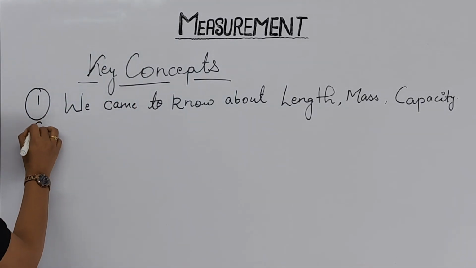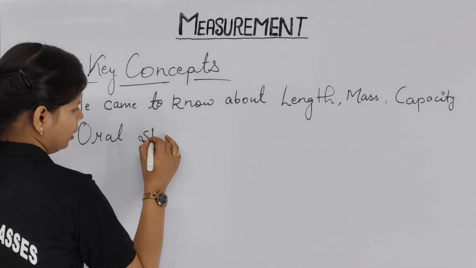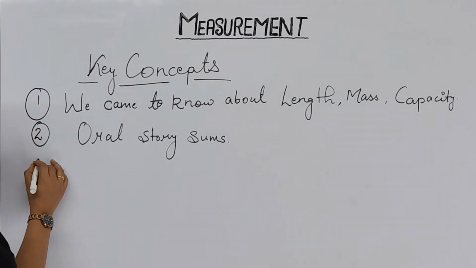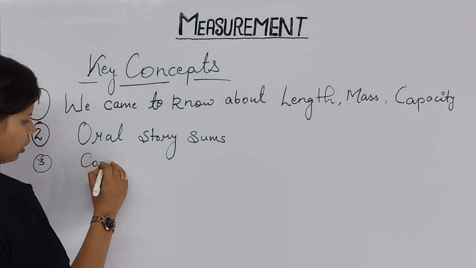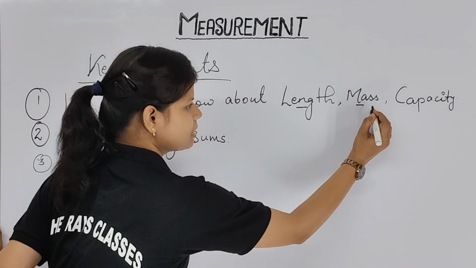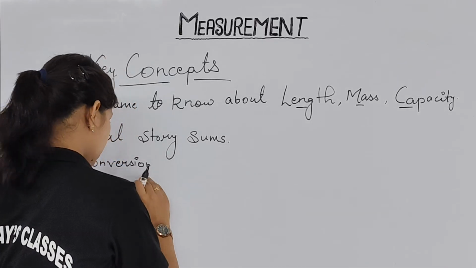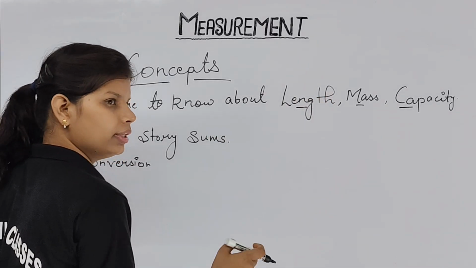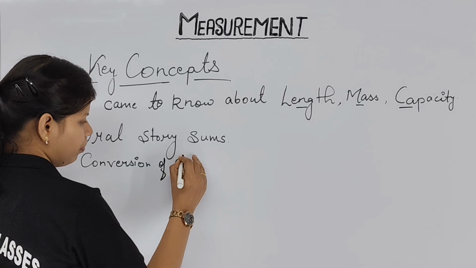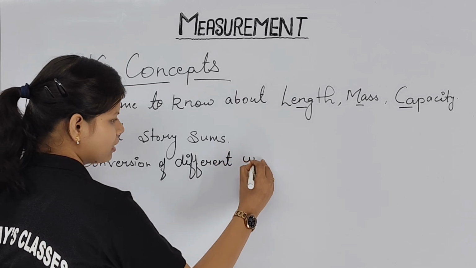The second thing that you are going to learn will be oral story sums. Next will be conversion of units. Length, mass as well as capacity all have different units. So if they all have different units, then we have to learn conversion also. So what we are going to write is, we will learn about conversion of different units.